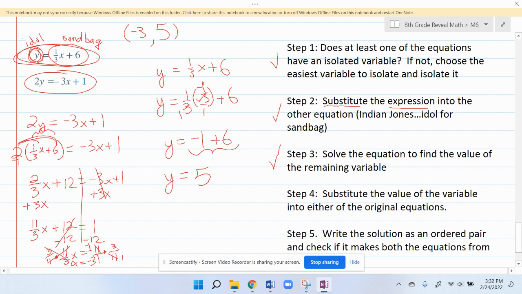So my solution is negative 3, comma 5. So that's what I think the x is. That's what I think the y is for the ordered pair that will make both of those true.